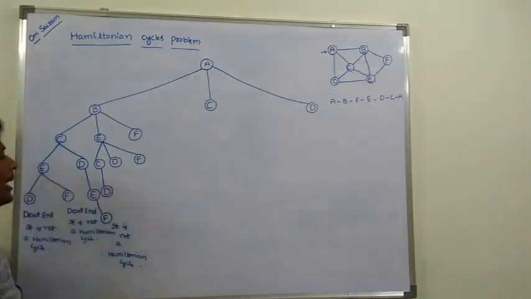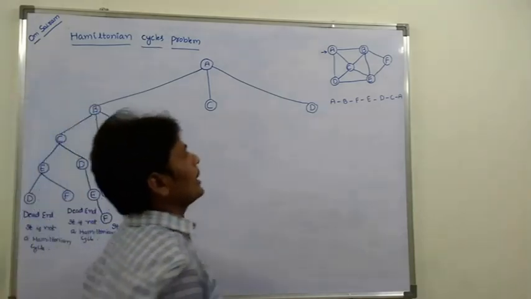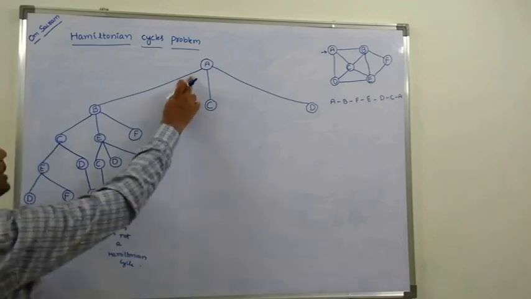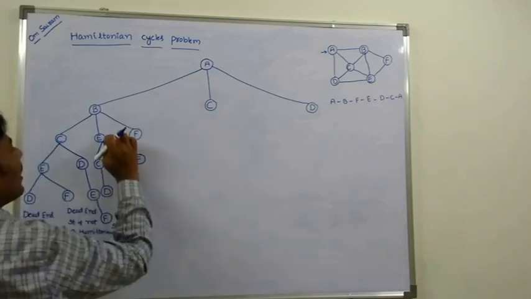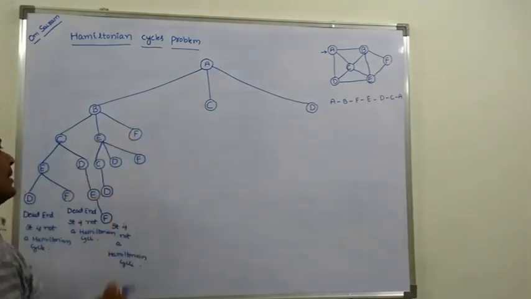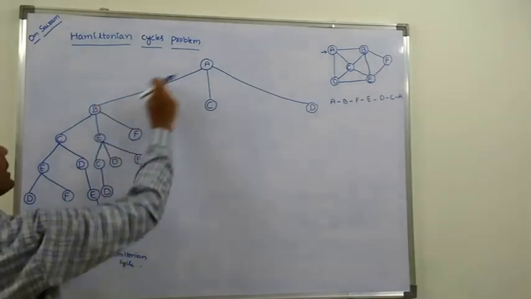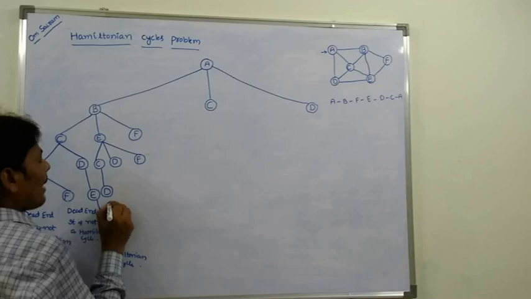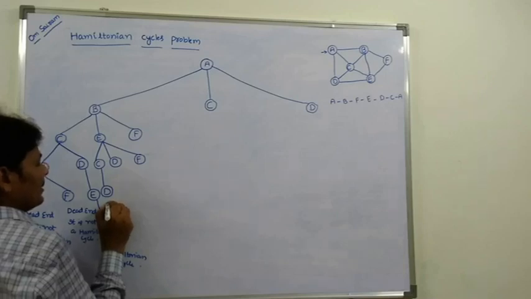Next, what are the adjacent nodes for vertex D? So A, C, E. A is completed, C is completed, and E is completed. So in this path, vertex F is not visited, so it is not a Hamiltonian cycle.